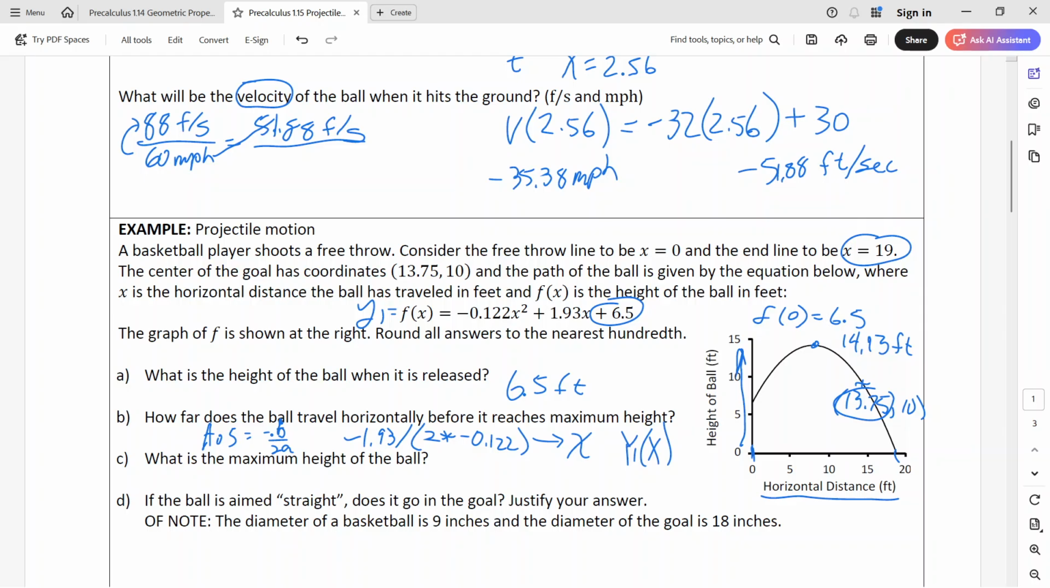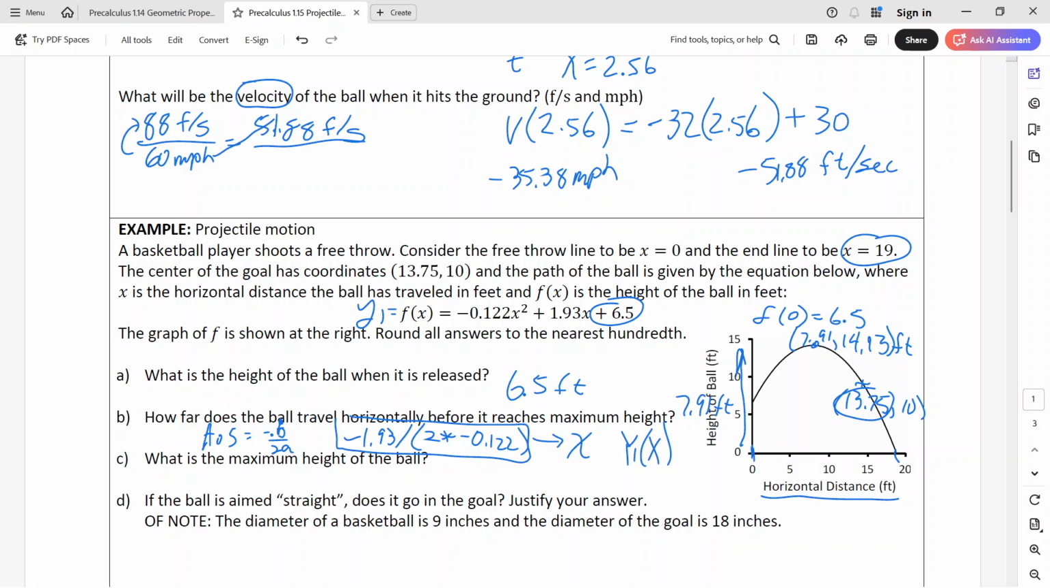B, how far does the ball travel horizontally before it reaches the maximum height? All I have to do to find that is to simply evaluate this part of the thing. Now, I didn't write it down, but I did store it as x. So if I just type x on my keyboard and press enter, it will tell me that this distance here was 7.91 feet. So as a coordinate, I could put that as a 7.91 and a 14.93. So about 7 feet in front of you, it peaks out.